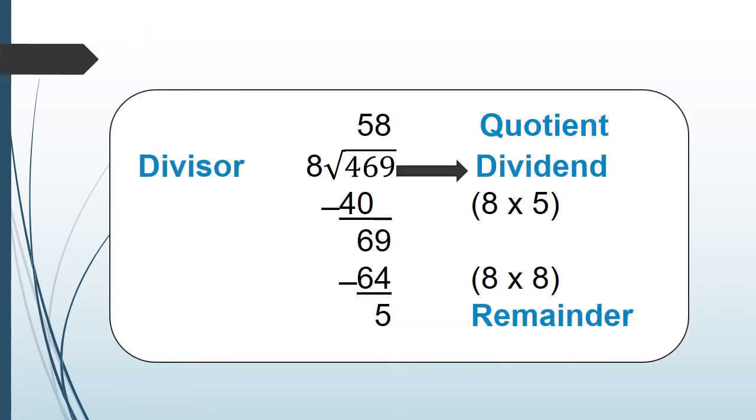The number which is inside the division sign is known as dividend, and the number which is outside the division sign is known as divisor. And the number which is above the division sign is known as quotient, and the number which remains after is known as remainder.